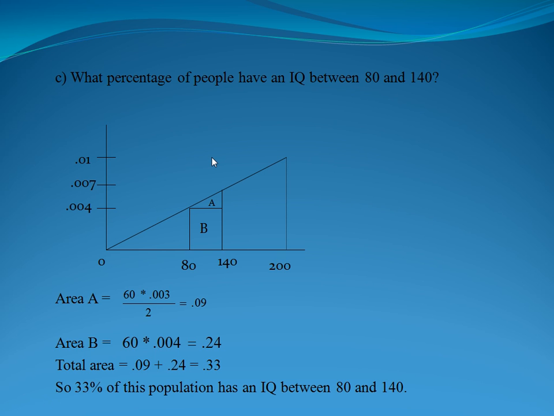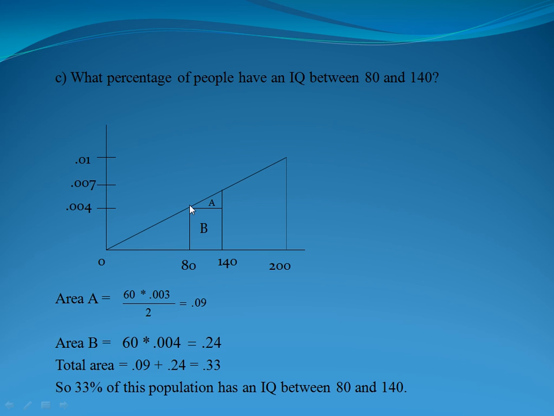Now, for part C, what percentage of people have an IQ between 80 and 140? Now we're smack dab in the middle of our triangle, so we have to break this up into things we know how to calculate. Again, we're going to need the height at 80 and the height at 140. To get the height at 80, we divide 0.01 by 200, multiply by 80, and that gives us 0.004. For 140, we take 0.01, divide by 200, multiply by 140, and that gives me a height of 0.007.